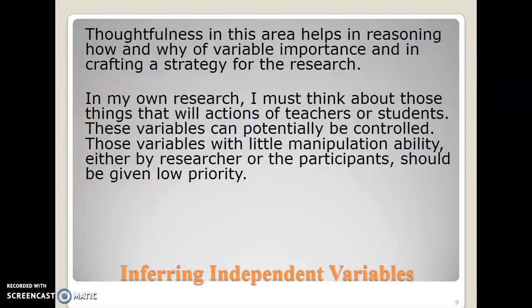In my own research, when I think about independent variables and inferring how important they are in terms of prioritization, I must think about those things that will be actions of the teachers and the students. These variables can potentially be controlled by the teacher. These variables, with little manipulation ability, either by the researcher or the participants, should be given low priority.